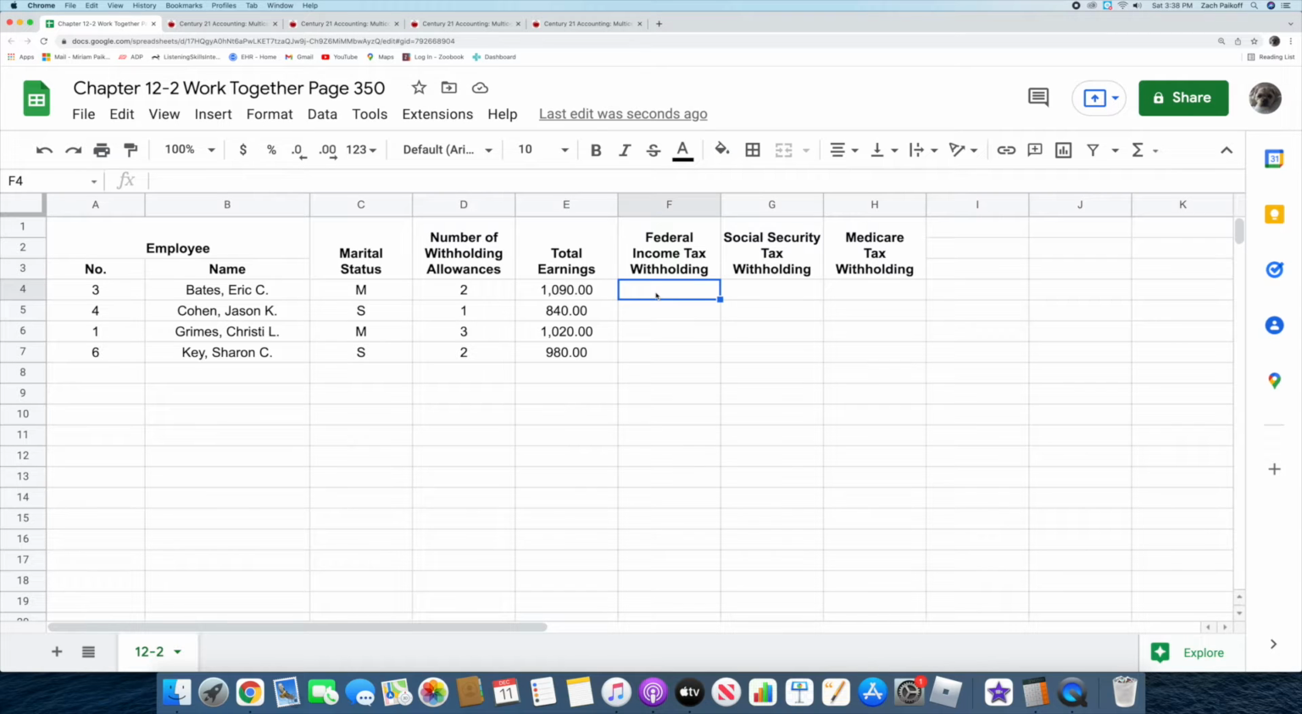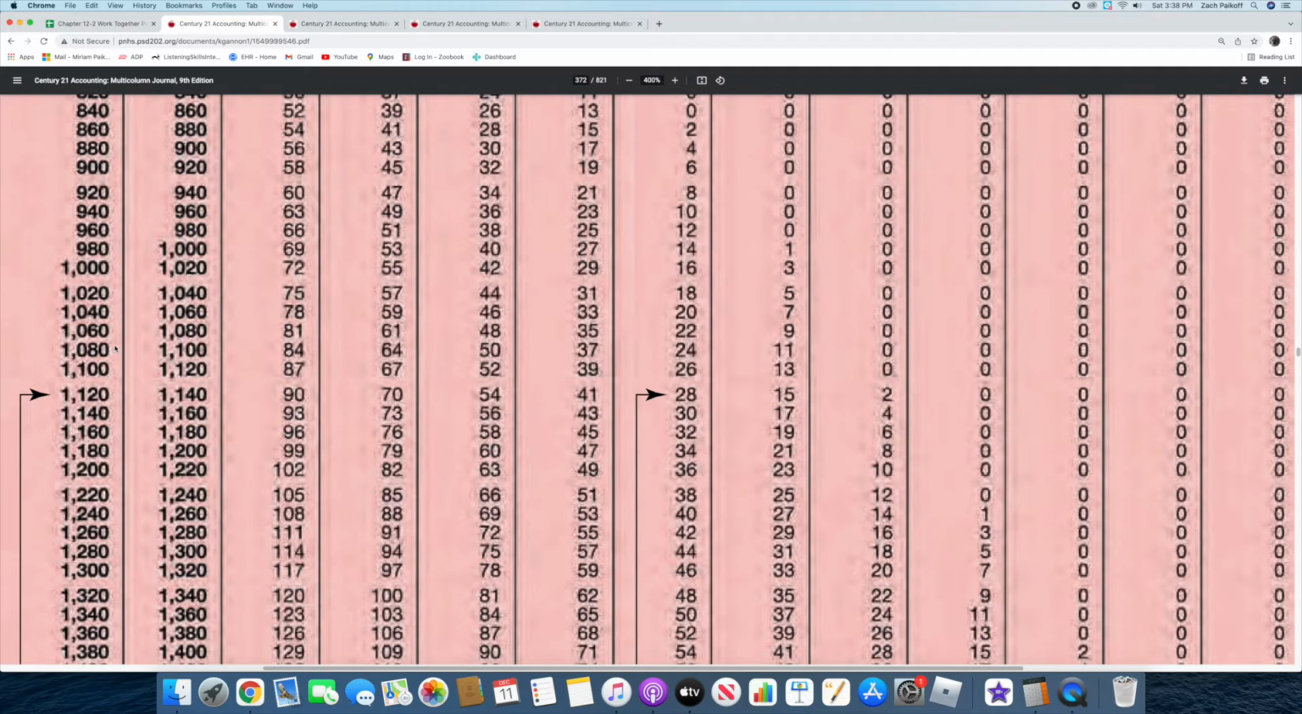Alrighty, so now we're going to be moving on to the 12-2 work together, in which we will be determining payroll tax withholding. So to start, we're going to be determining the federal income tax that must be withheld for each employee. So Eric Bates's marital status is that he is married. He has 2 withholding allowances, and his total earnings are $1,090. So if we come over and take a look at the employee's income tax withholding table for married persons, $1,090 falls between $1,080 and $1,100. And if we count over 0, 1, 2, the amount of federal income tax that must be withheld from Eric Bates's total earnings is $50.